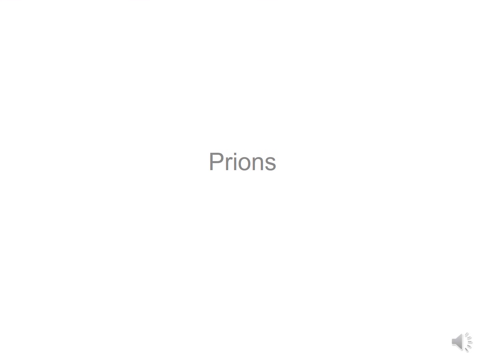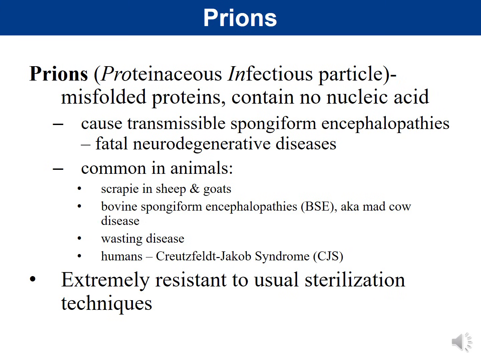And so now we're going to look at prions. Prions are proteinaceous infectious particles, meaning that prions are not actually like a virus. They are simply misfolded proteins. They have no nucleic acids. They are just these proteins that would normally be found, but they are misfolded in such a way that they cause disease. And remember that prions are extremely resistant to usual sterilization techniques. Remember that these are the most resistant to antimicrobial chemicals or to other methods for sterilization.